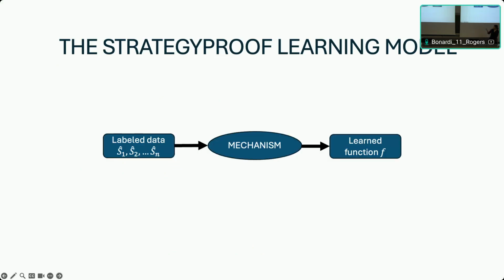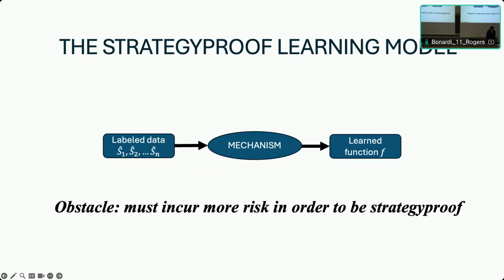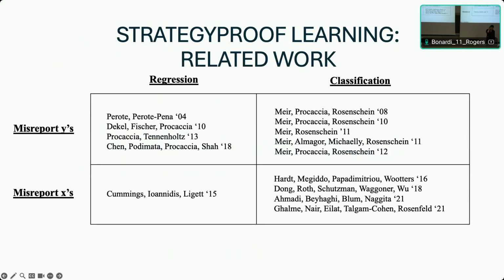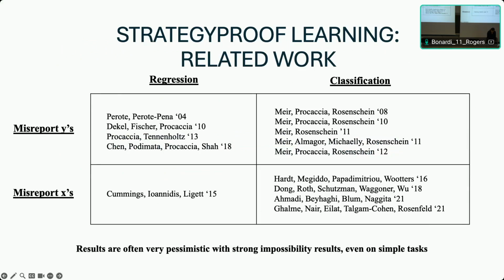Now our mechanism takes in the label data, and then it outputs a function. The main obstacle in this setting is that in order for a mechanism to be strategy-proof, it often has to incur more risk than when we don't have this constraint. There's a lot of work in this area, and one thing that's important to note is that the results are often very pessimistic. Oftentimes there are even very strong impossibility results, even on the simplest of tasks, because of this strategy-proof condition.